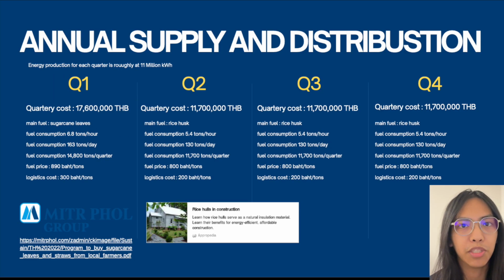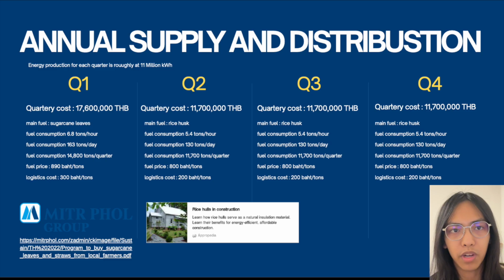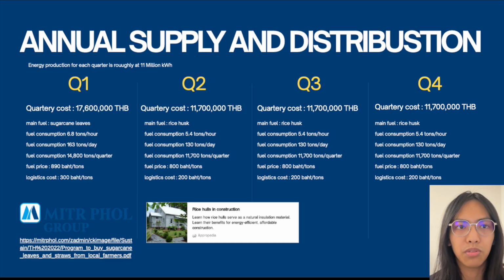Annual supply and distribution. By the contract, we need to produce energy at roughly 11 million kilowatt hours per quarter. For the first quarter, our main fuel is sugarcane leaves. Why? The reason we use sugarcane leaves as the main fuel for the first quarter is that it is the sugarcane harvesting season, so we get a cheaper price for sugarcane leaves. Also, there is no or very little rice husk at the time.